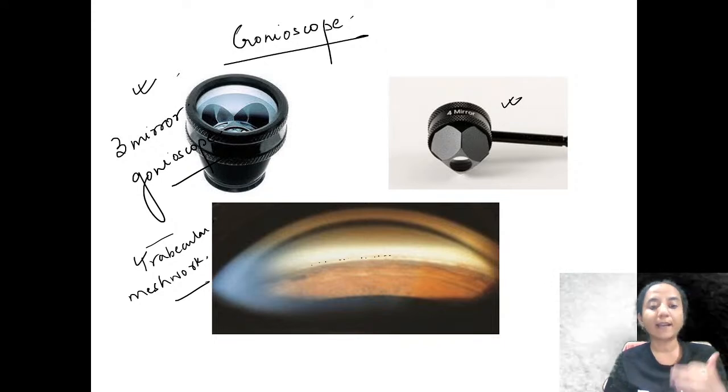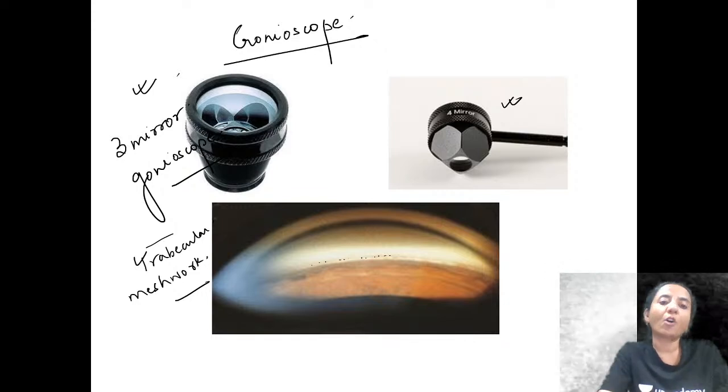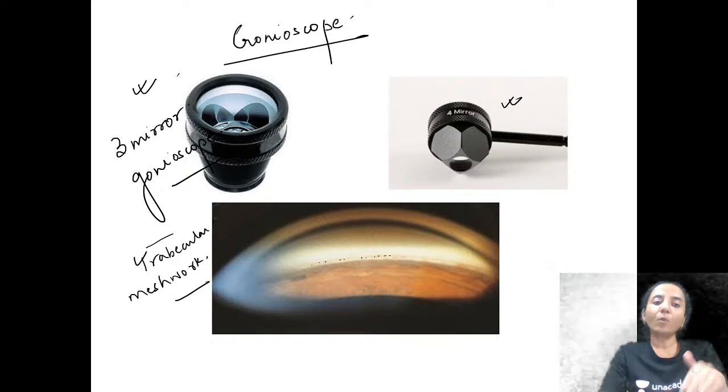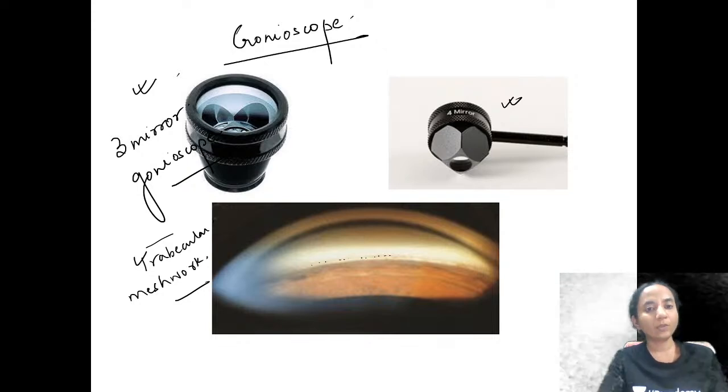So this is another way, or this is the clinical way of evaluating the angle, that is by gonioscopy. And how, with the help of imaging, can you identify the angle? That is, I told you, anterior segment OCT. So ASOCT is the imaging technique to study the angle. This is the clinical procedure to study the angle by visualizing it with a gonioscope.